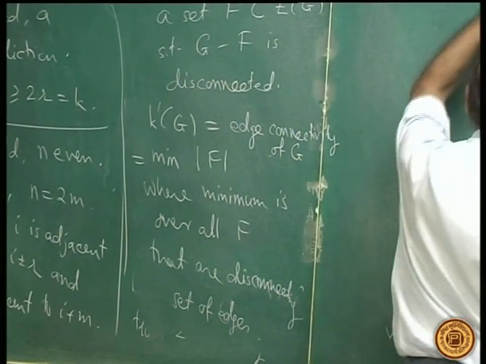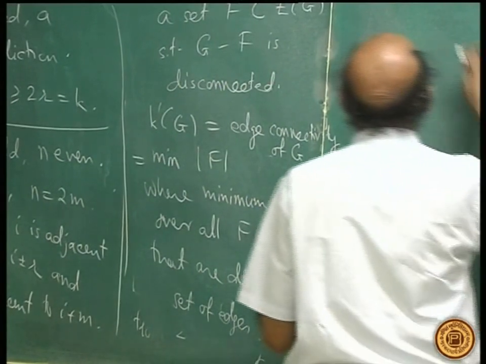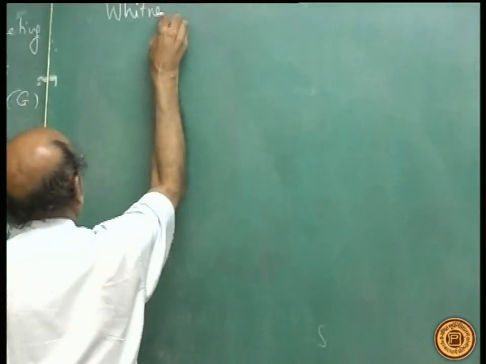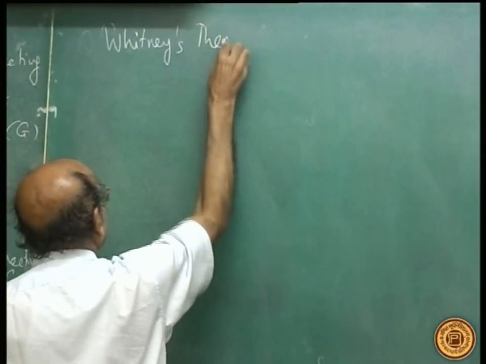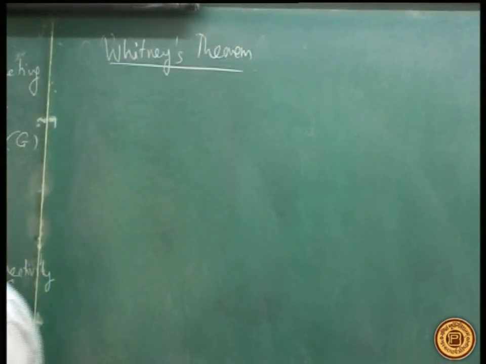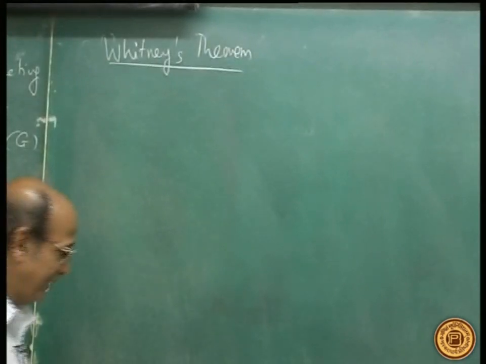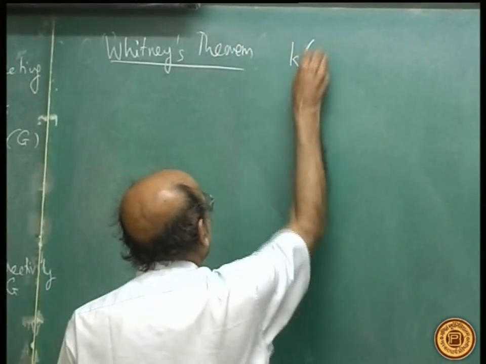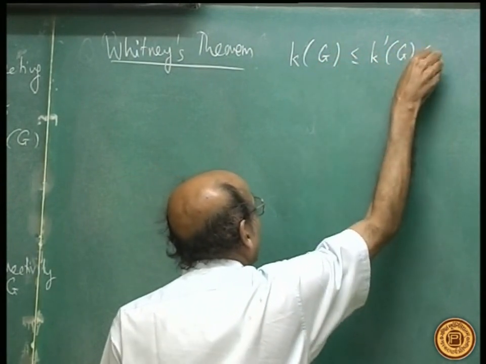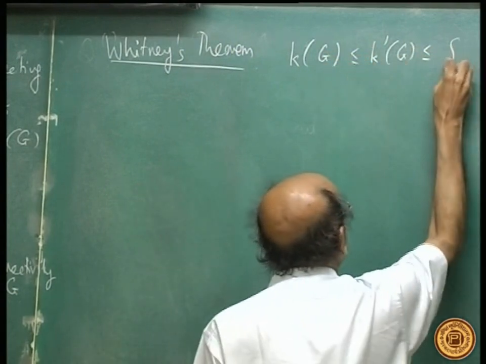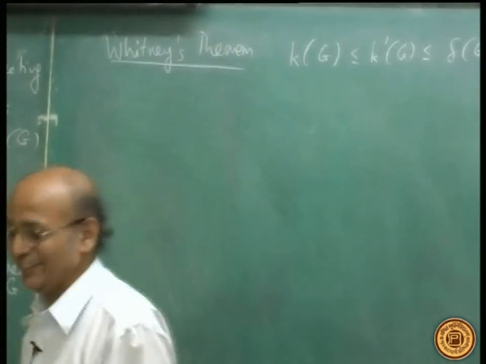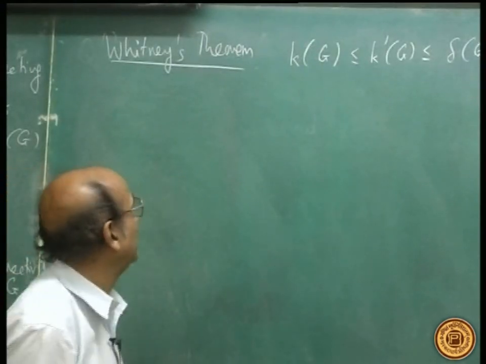Okay, this is a deeper theorem. Theorem. Vertex connectivity is less than or equal to edge connectivity, and edge connectivity is less than or equal to the minimum degree. Proof.